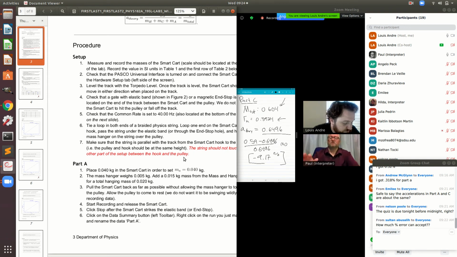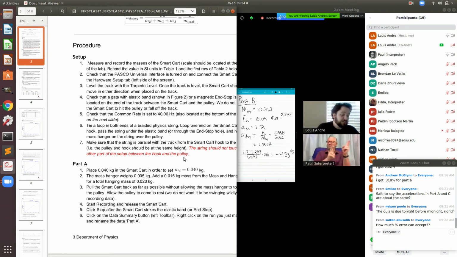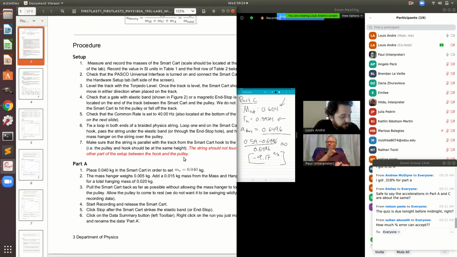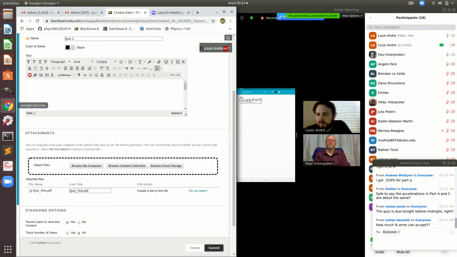Alright, so I pretty much have all those chart stuff on here. I'll submit this later on so you guys can look at it on Blackboard, but I pretty much have the answers. Look at that. Ooh-wee. Let me go ahead and post this quiz.